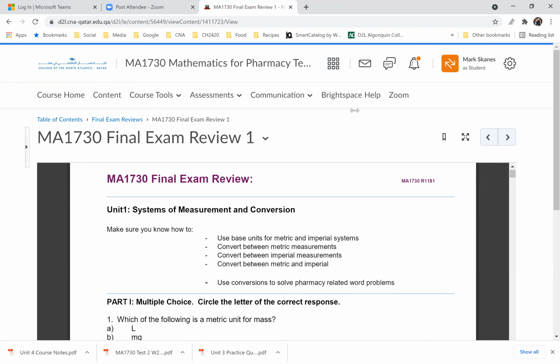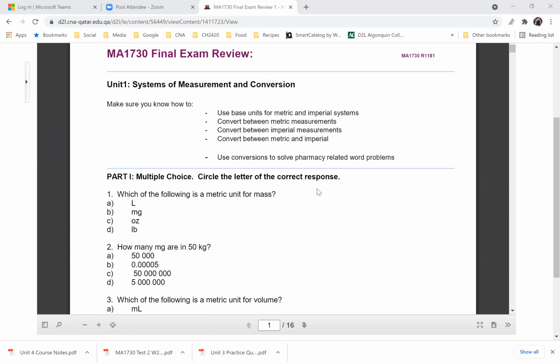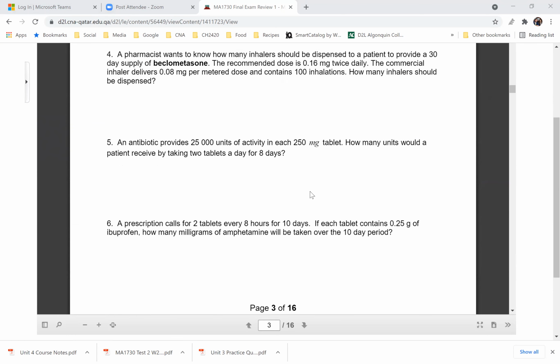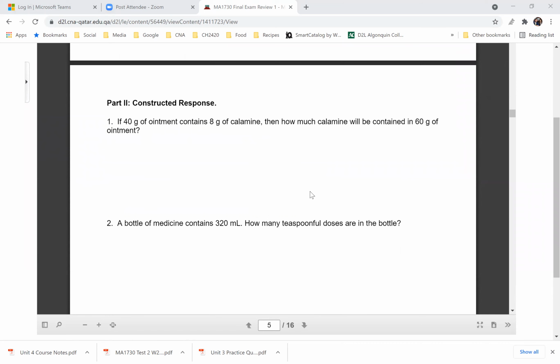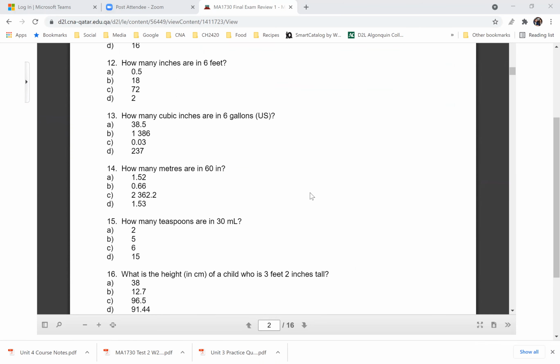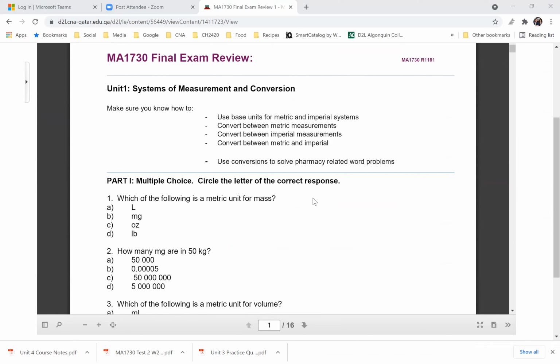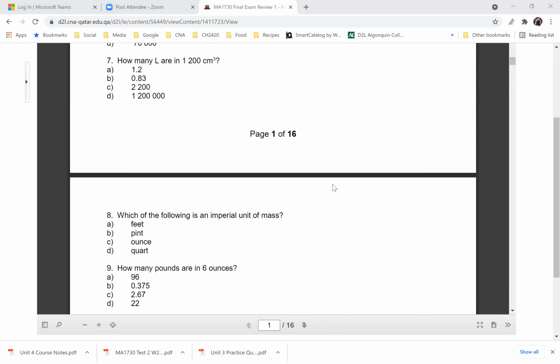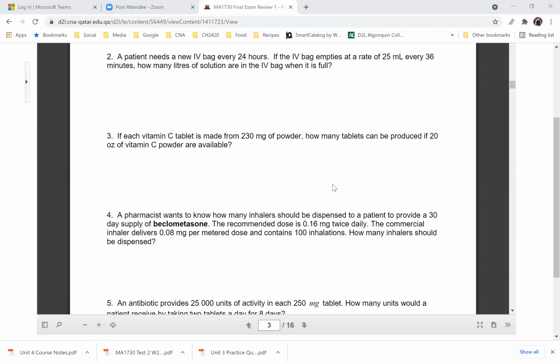40 multiple choice, 15 calculations. All right, so let's look. Now, one thing I'll mention, your final exam was modeled after this final exam. The only difference with your exam and this review is that your exam has all the multiple choice at the beginning and all the short answer at the end. It's not broken up into chapters like this one.